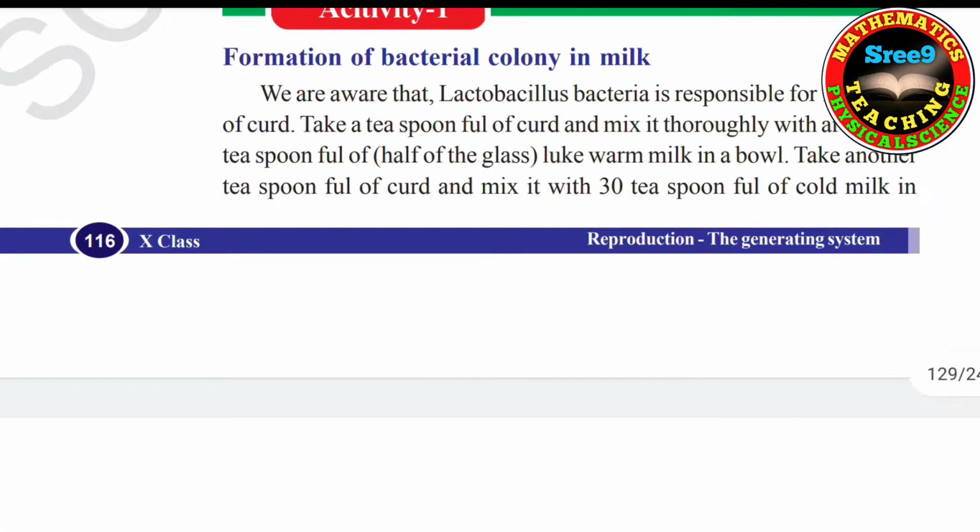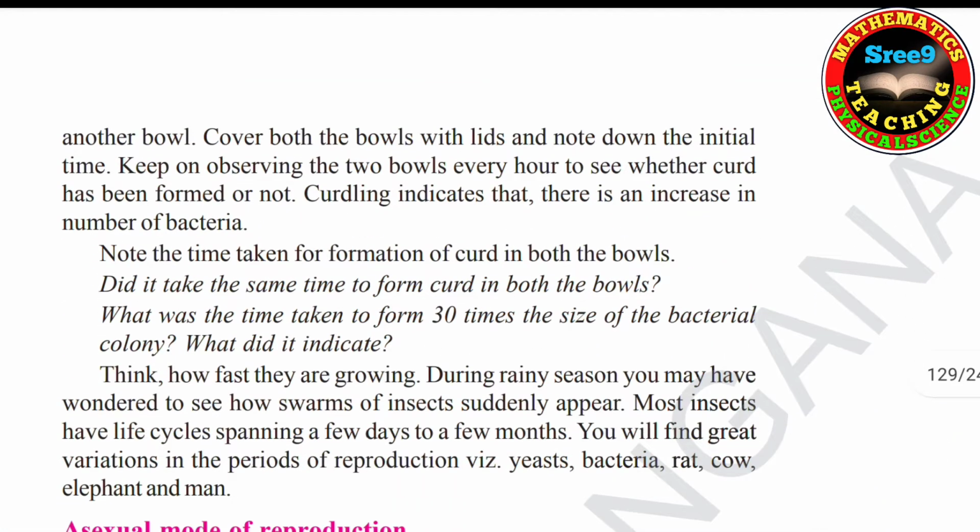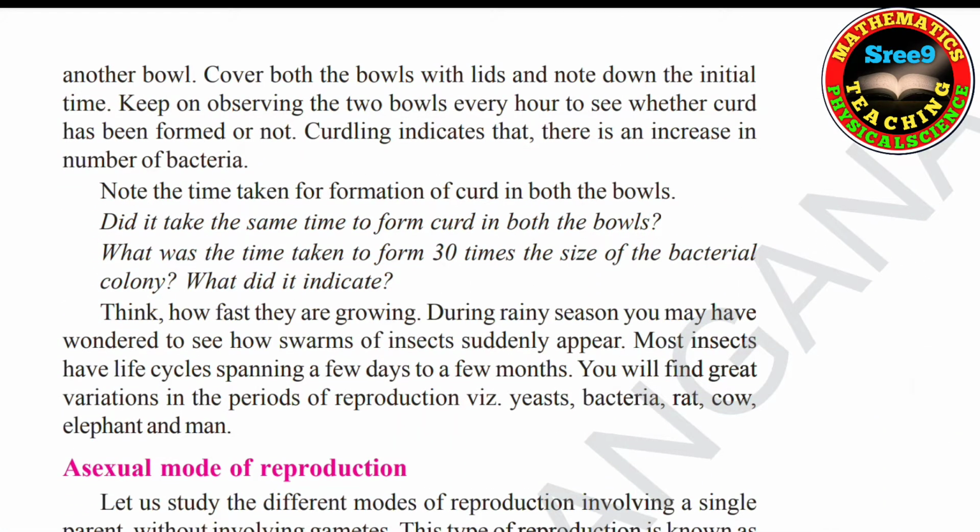So what is the conclusion of this activity? We will note that within an hour the bacteria get doubled or tripled, means there is an increase in the number of bacteria. It is nothing but the bacteria have reproduced. This is one important activity, it may be asked.